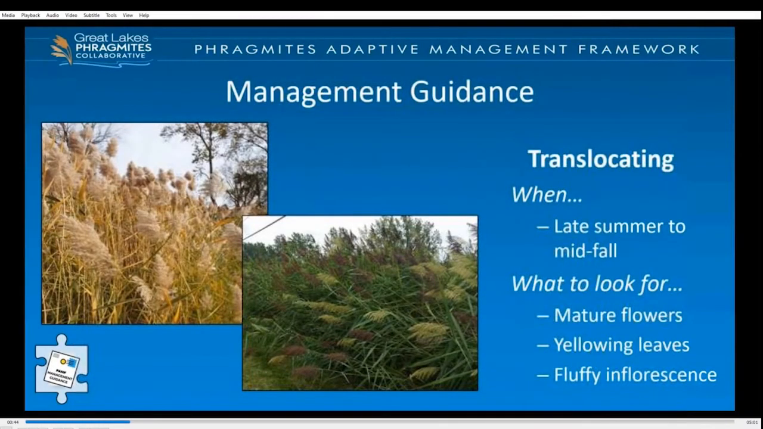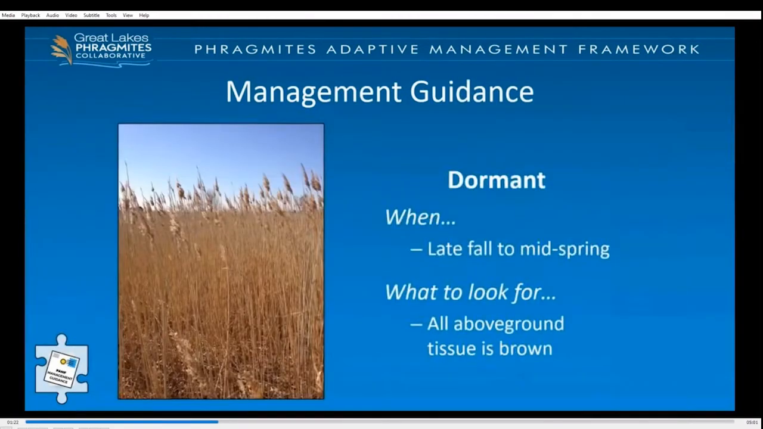The translocating phase occurs from late summer to mid-fall. The exact timing of this phase changes from year to year and also depends on where you are in the Great Lakes Basin, which is true for all the other phases as well. During this phase, the plant reduces its growth and begins moving, or translocating, the photosynthetic sugars to the rhizomes below ground. This is an ideal time to apply herbicide because it is more likely to be transported below ground to the rhizomes. You can tell a Phragmites patch is beginning to translocate when the seed heads mature, and the translocation is fully underway when the leaves begin to yellow and the inflorescences look fluffy.